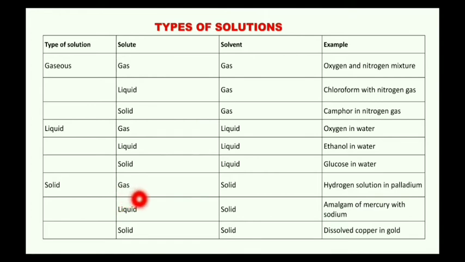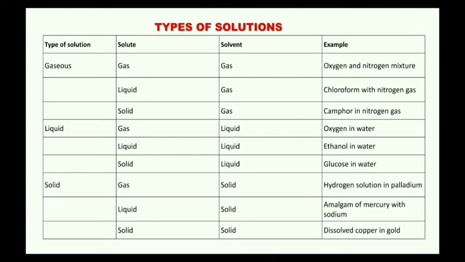Lastly, the third type of solid solution is nothing but solid-solid, where both solute and solvent are in the same state. So the solid state here is copper dissolved in gold. So copper is an element, we know that it is a metal which is solid in state, and when it is dissolved in gold, which is also in solid state, that is an example of solid solutions. So we have understood the three types of solutions here, that is gaseous solutions, liquid solutions and solid solutions.